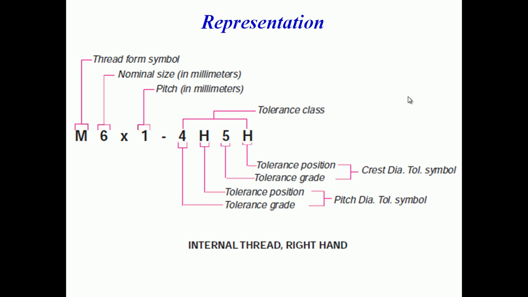So here I mentioned it as right hand. You should know the thread form, the numerical value which gives the nominal size of the thread, the pitch value of the thread, and the tolerance position and tolerance grade of the pitch diameter tolerance symbol, and the tolerance position and tolerance grade of the crest diameter tolerance symbol.